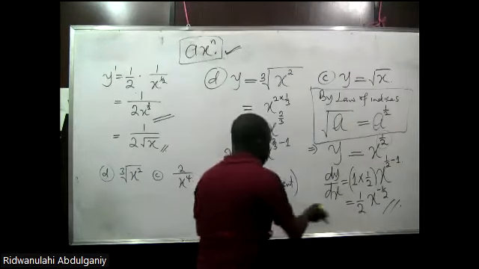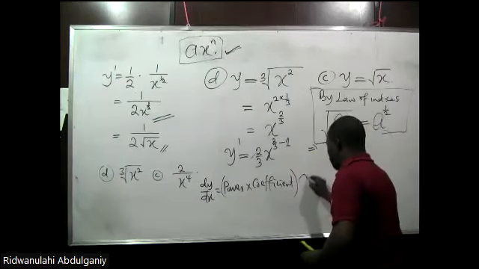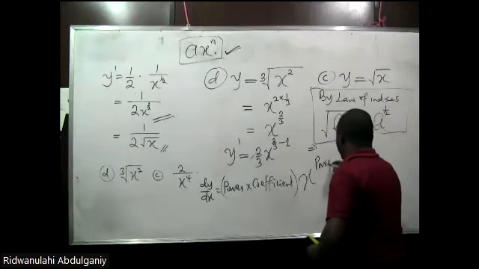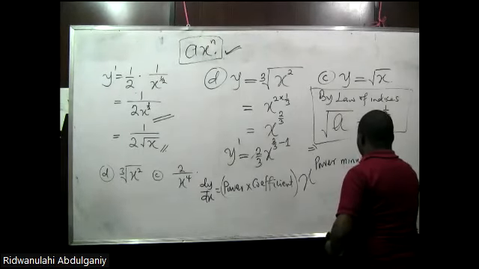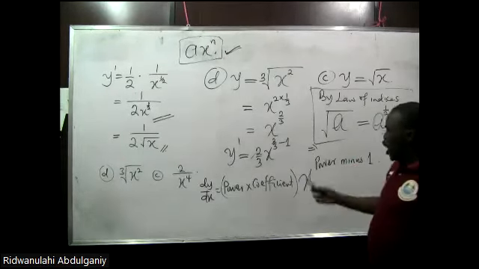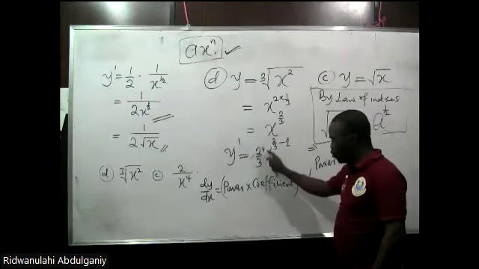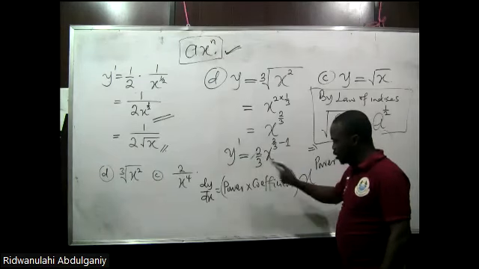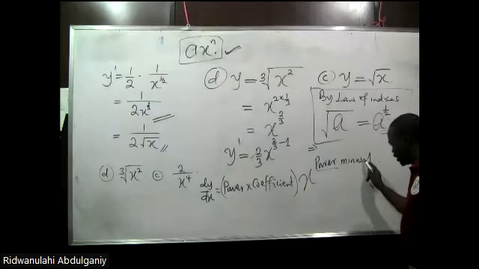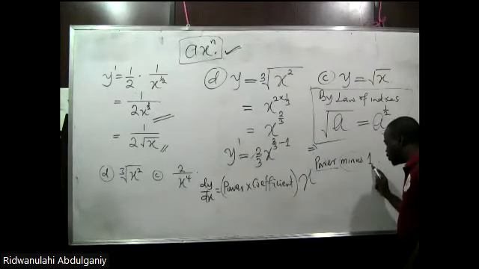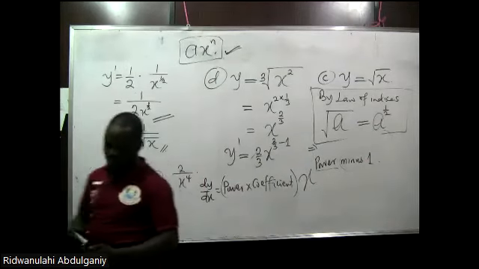Permit me to work on this. X raised to power minus 1. Let me write it in minus 1. So our power is 2/3. Coefficient was 1. So 2/3 times 1 is 2/3. The power is 2/3. Then the formula says that we should subtract what? 1. So that's how we obtain our 1. Thank you so much, sir. You're welcome.